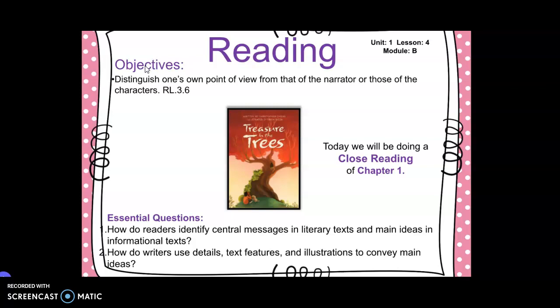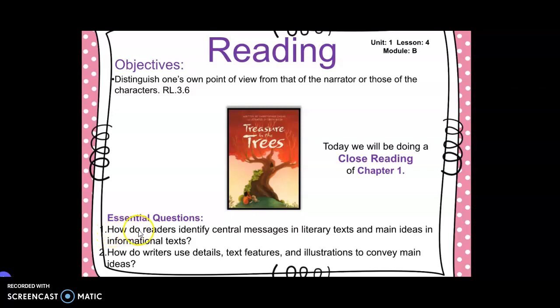This is lesson 4, and our objective is to distinguish one's own point of view from that of the narrator or those of the characters. So you are going to decide if your point of view, that means what you think, is the same as the narrator, that means the person telling the story, or if it's the same as the characters, or if you think something different. Think of these questions while we read.